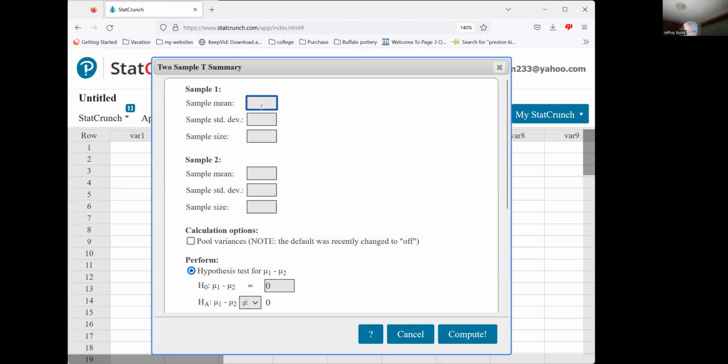Be careful. Make sure you're putting in the sample mean with this. So the sample mean for the first one would be 3.79. Sample standard deviation would be 0.51, and the sample size is going to be 40. Sample mean for the second one is going to be 4.01. Sample standard deviation is 0.53. Sample size is going to be 53.